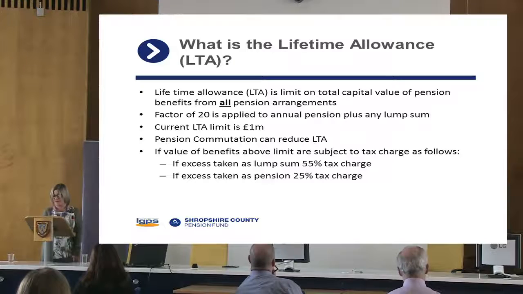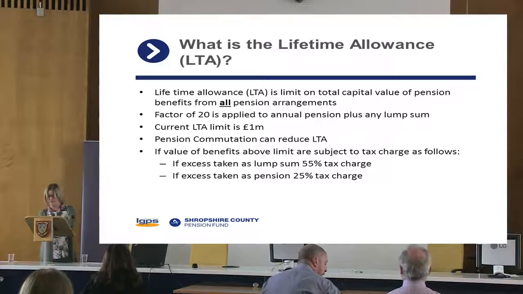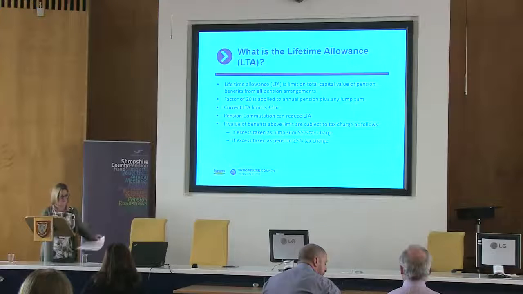The current lifetime allowance is £1 million. If the lifetime allowance is exceeded, there is a tax charge on the excess. If the excess is taken as a lump sum, there would be a tax charge of 55%, and if it was taken as pension, the tax rate would be 25%.